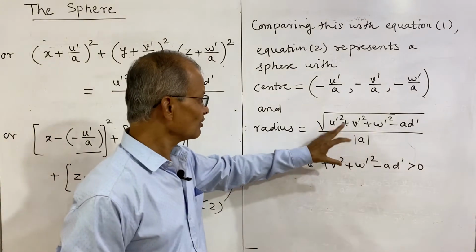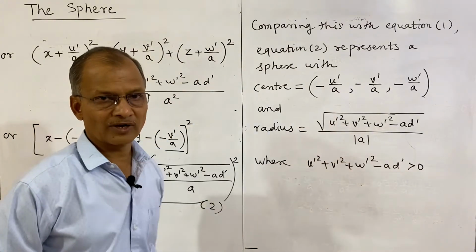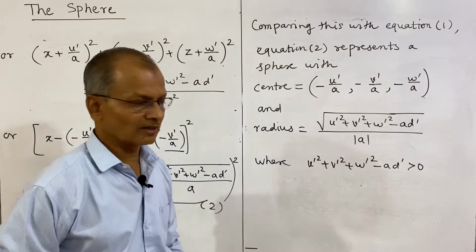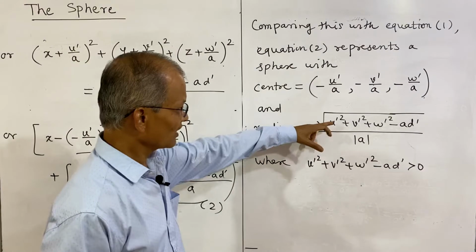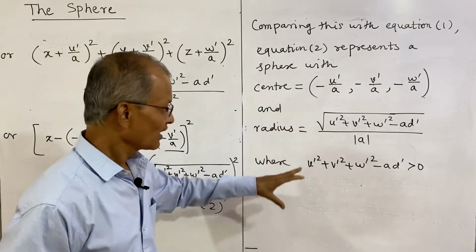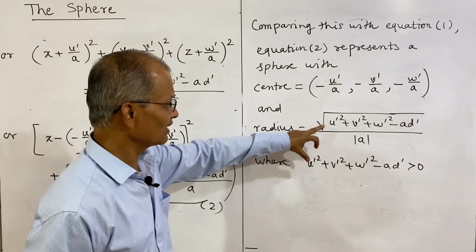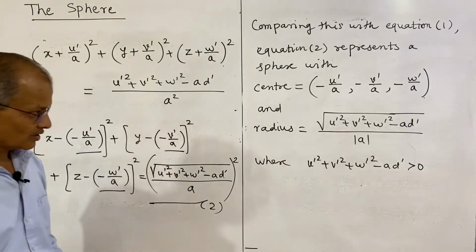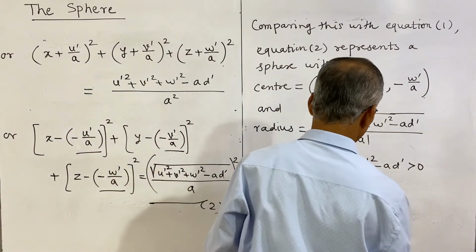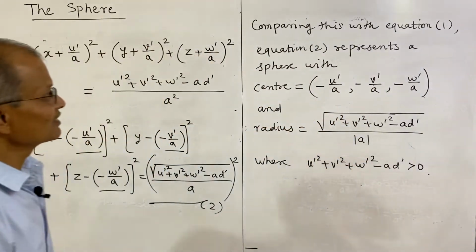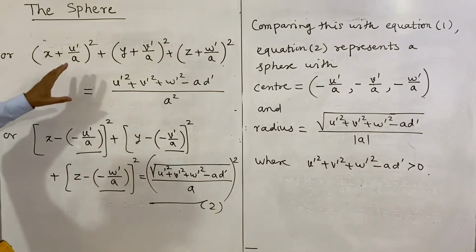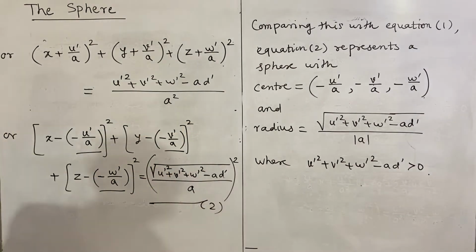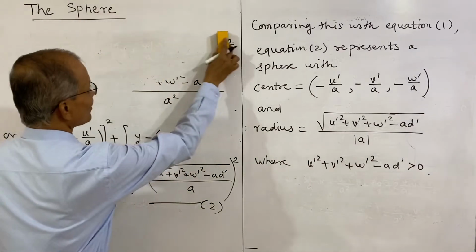If it is equal to 0, then the radius will be 0 and we will get a point sphere, and if the quantity under the root is less than 0, then we will get an imaginary sphere. So this is greater than 0, and thus this is the equation of a sphere, a second degree equation, and its center is this one, and the radius is given by the expression. So what was the equation we have considered?